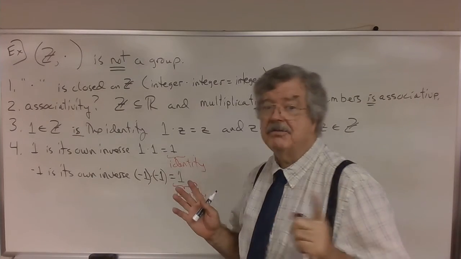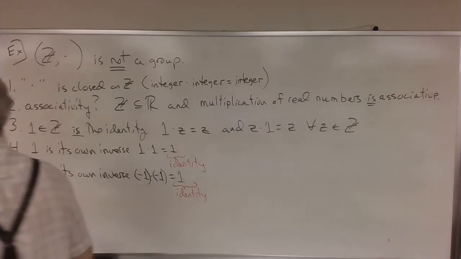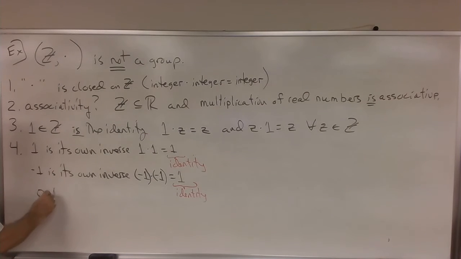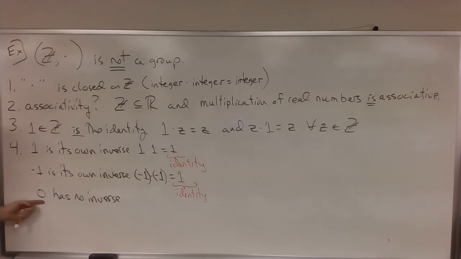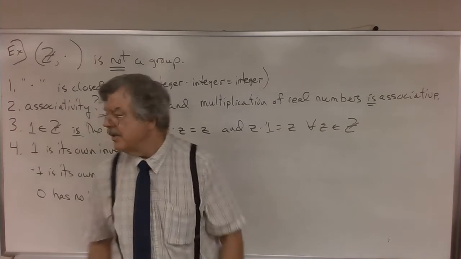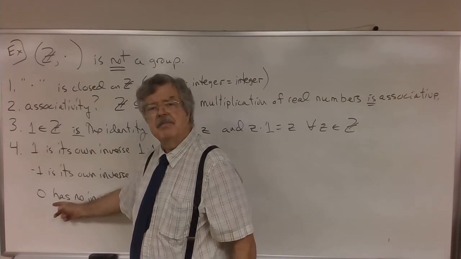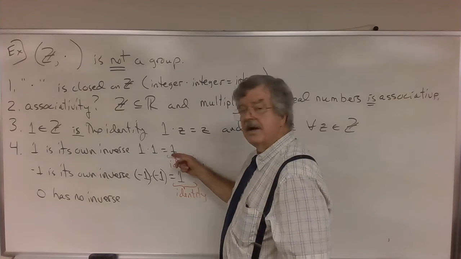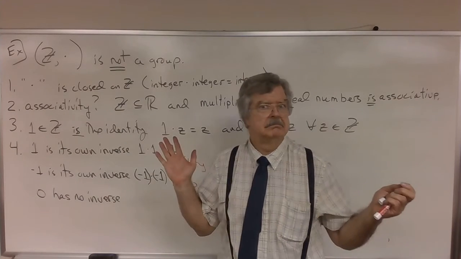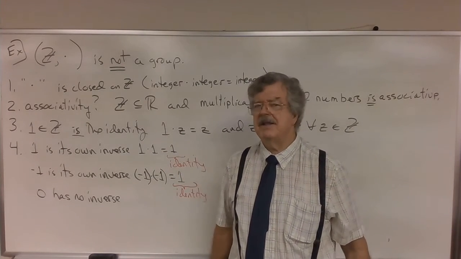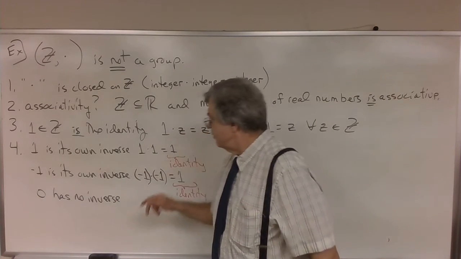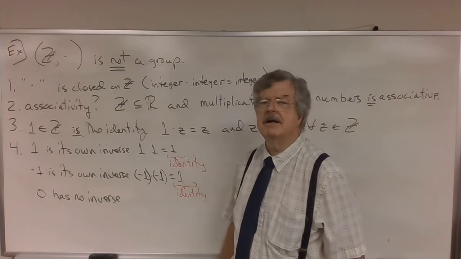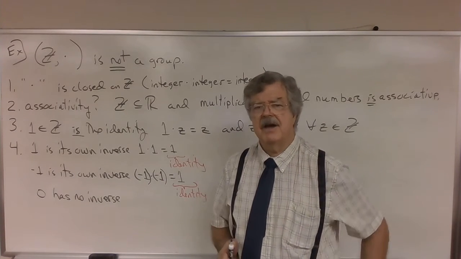Check it out. 0 certainly doesn't. Zero has no inverse. What are we going to multiply 0 by to get 1, the identity? 0 times anything is 0, so there's nothing we can multiply 0 by to get the identity 1. But 0's not alone.